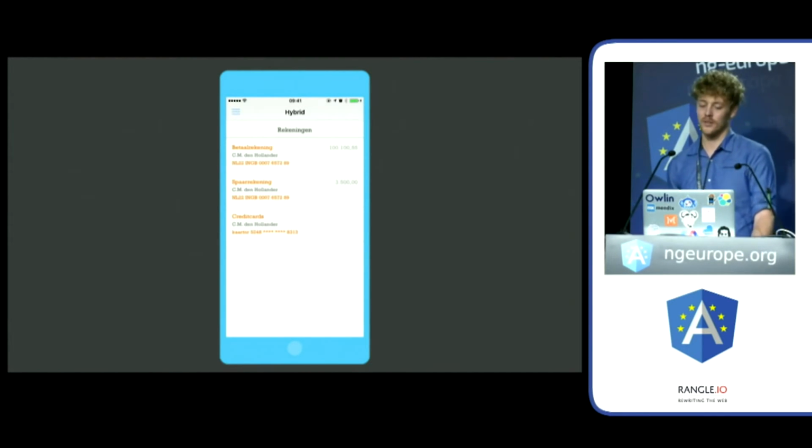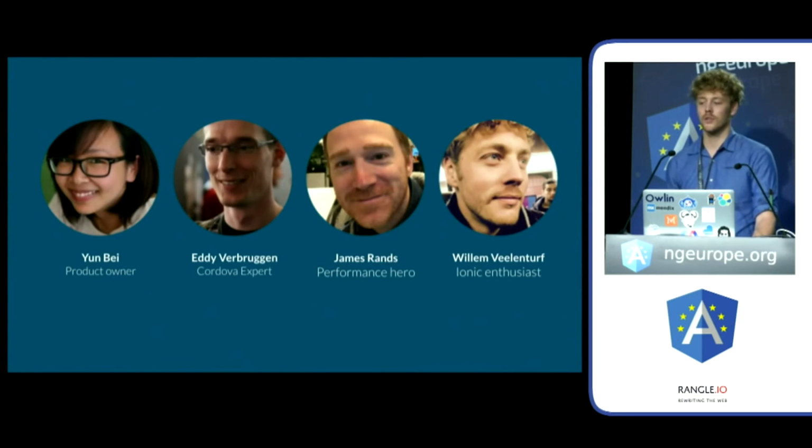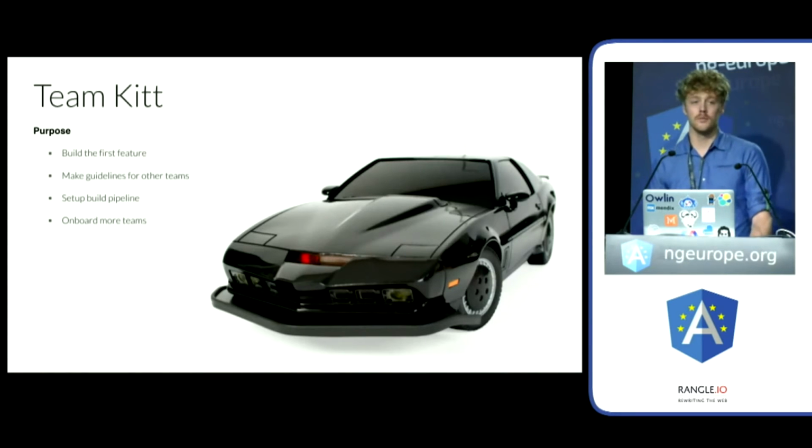So we started our team. Our team consisted of Yoon Bai as a product owner, Eddie Verbruggen as the Cordova expert, James Rand, our performance hero, and myself as the IONIC enthusiast. We called our team Team Kit, and the purpose of our team was to build the first feature with IONIC, make guidelines for other teams, set up a build pipeline, and onboard other teams to also expose hybrid features or IONIC features into the mobile banking app.